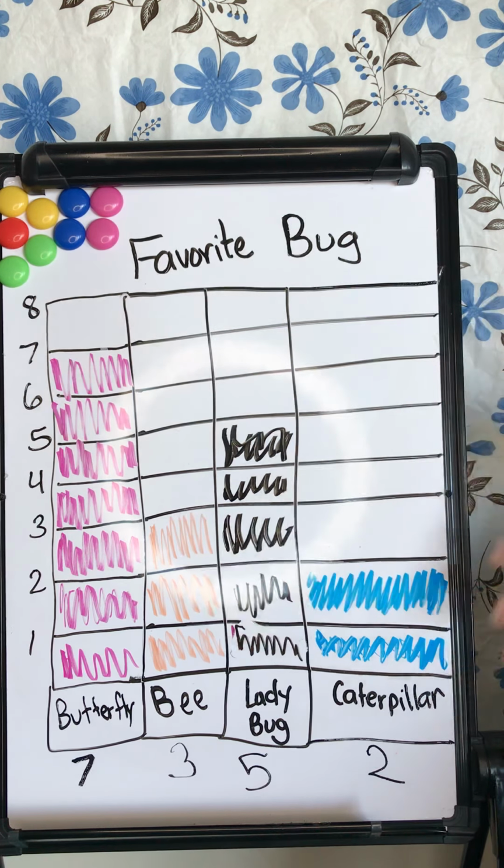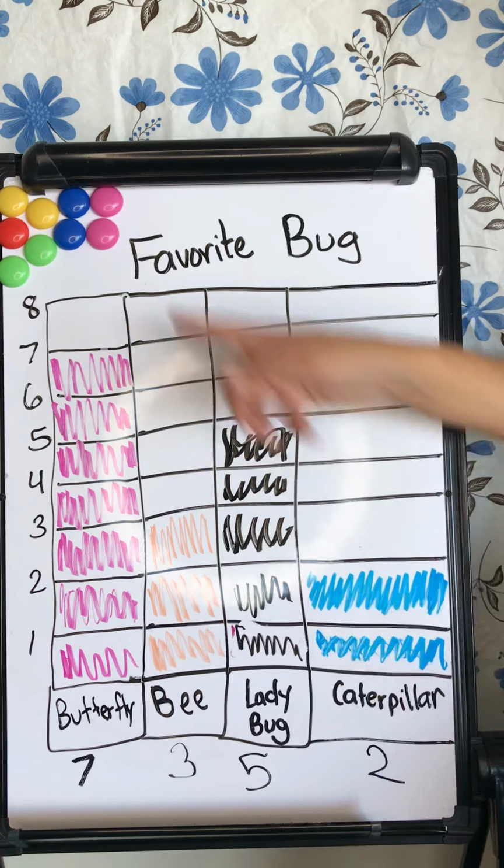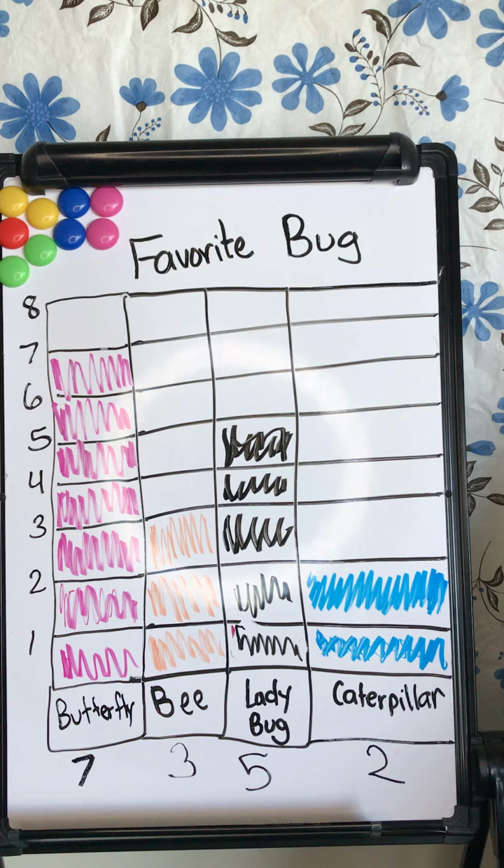Okay, so let's see. Is it easier to know which one has the most by seeing the number or seeing the bar graph? The bar graph's easier for us to understand, right? So if we're not good with our numbers, but I know all of you are, this helps. Which one had the fewest votes? You look for the smallest bar graph or the smallest tower. Caterpillar. It only had 2. Which one had the most votes? Yeah, butterfly. 7, it's the tallest tower.